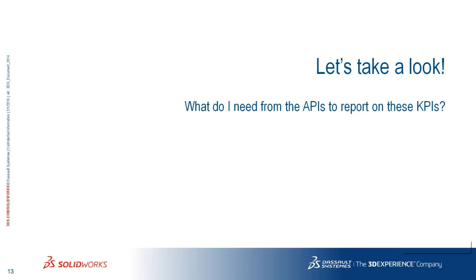All right, so without further ado, let's take a look. What do I need from the APIs? The SOLIDWORKS API, all the things that it makes available to me, and the Word API to report on these key part performance indicators. And before I get into it, any questions at this point? Okay, yeah, just sort of laying the framework so far.